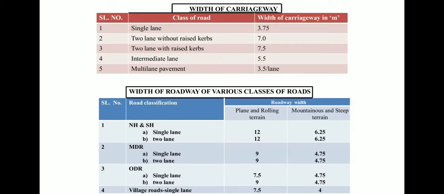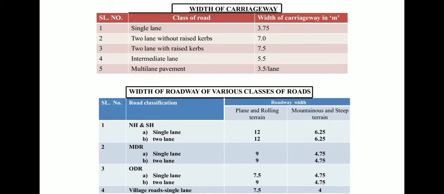Now refer to this second table. Depending upon the classification of roads and roadway width, roadway widths are again divided into two types. Plain and rolling terrain is one, mountainous and steep terrain is another. So firstly, if we see national highway and state highway, for single lane plain and rolling terrain, roadway width should be 12 meter, mountainous and steep terrain it should be 6.25 meter. Same for two lane also.